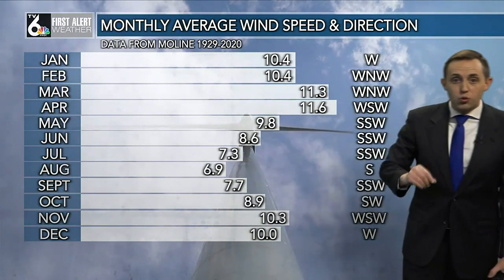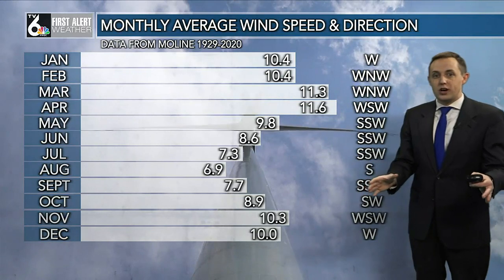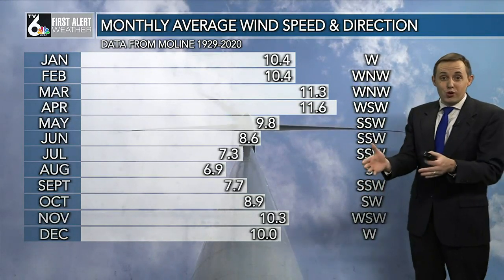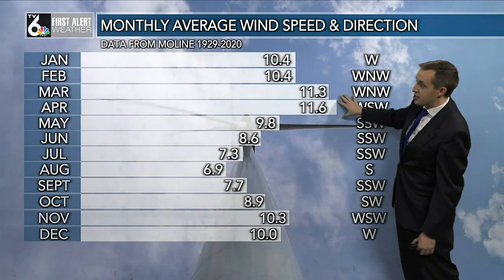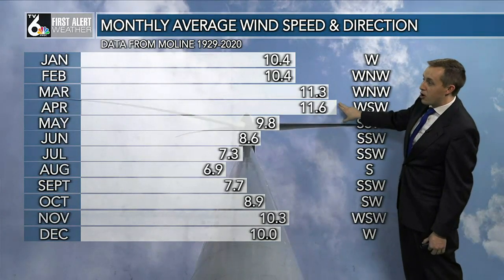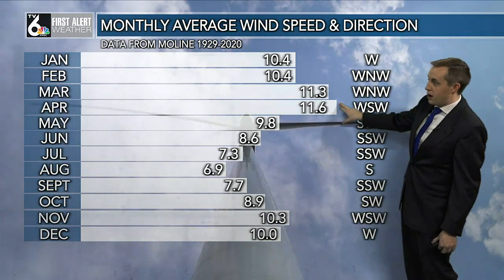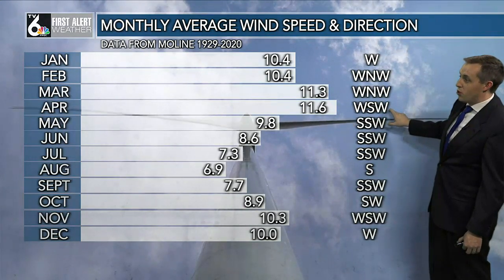Now, speaking of the windy days, we've been talking a lot about the wind in the forecast over the last several days, and there's good reason, because now we're in the transition between winter and spring. So we get the big swings in temperature, and that's oftentimes when we'll get the gustiest wind. So the average wind in March and April is just above 11 miles per hour. And notice it's out of the west-northwest to west-southwest.